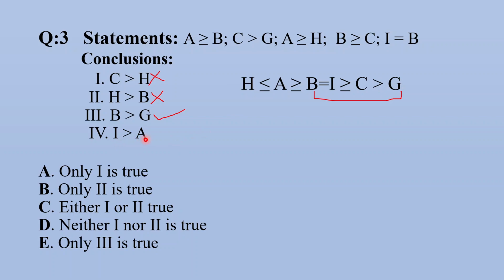I is greater than A. Okay, so students, this is I and this is A. Now you can see here that A is greater than equal to B, and B is equal to I, which means A is greater than or equal to I. So our conclusion 4 is wrong because it is given that I is greater than A, but here A is greater than equals to I.